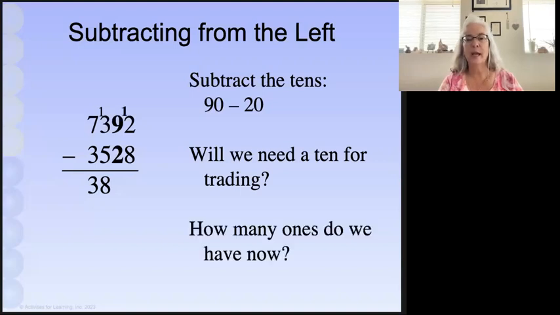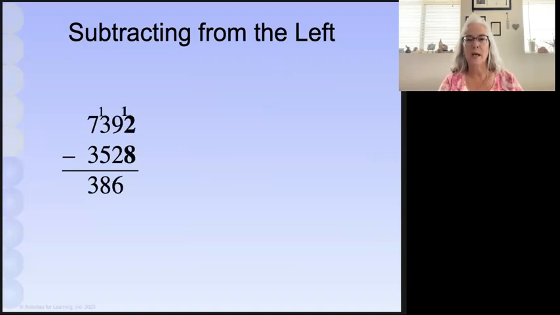As far as my ones, I actually have 12 ones. I have 12, but let's finish up marking our hundred, or excuse me, our tens. Boy, I can't get my name straight. Sorry. So I've got 90 minus 20 is 70, minus another 10 would be 60. And now I've got 12 minus 8 is 4.